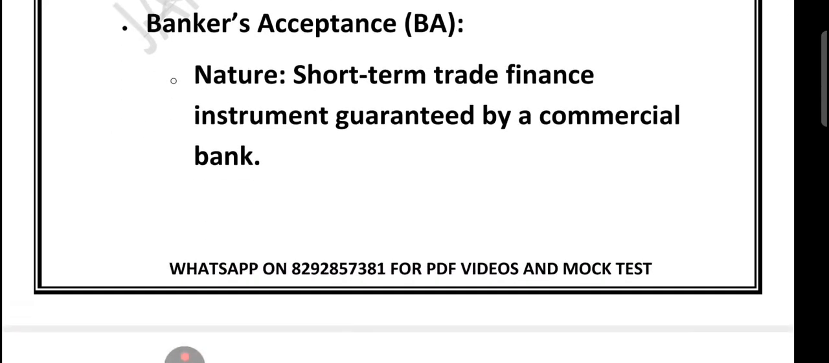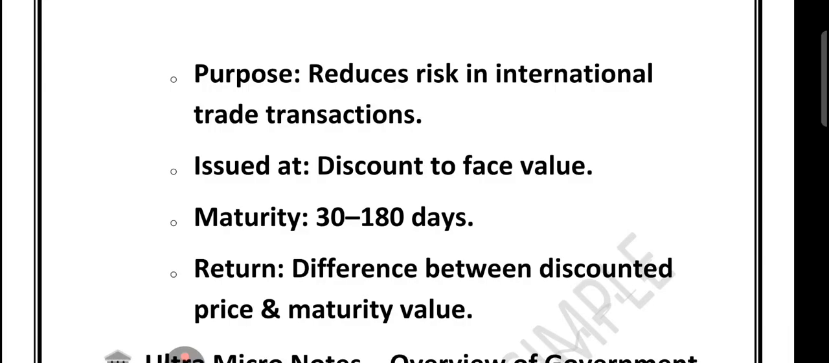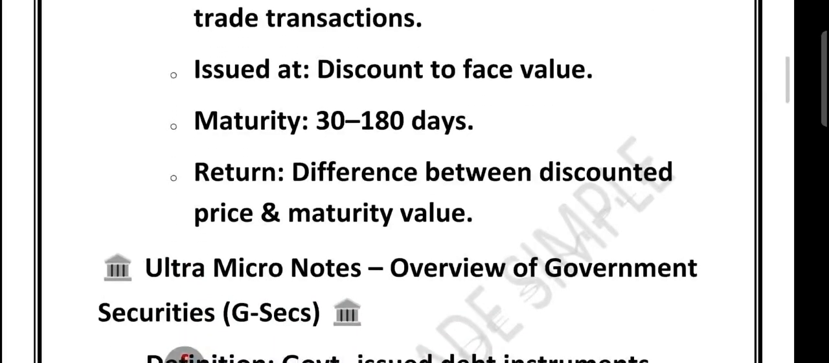And bankers acceptance, this one plays a key role in international trade. What is bankers acceptance? It is a short-term trade finance instrument where a commercial bank guarantees payment on behalf of its client. It reduces the risk in the trade transaction, especially when exporter and importer are in different countries. And this BA is issued at a discount to its face value. And maturity ranges from 30 days to 180 days.